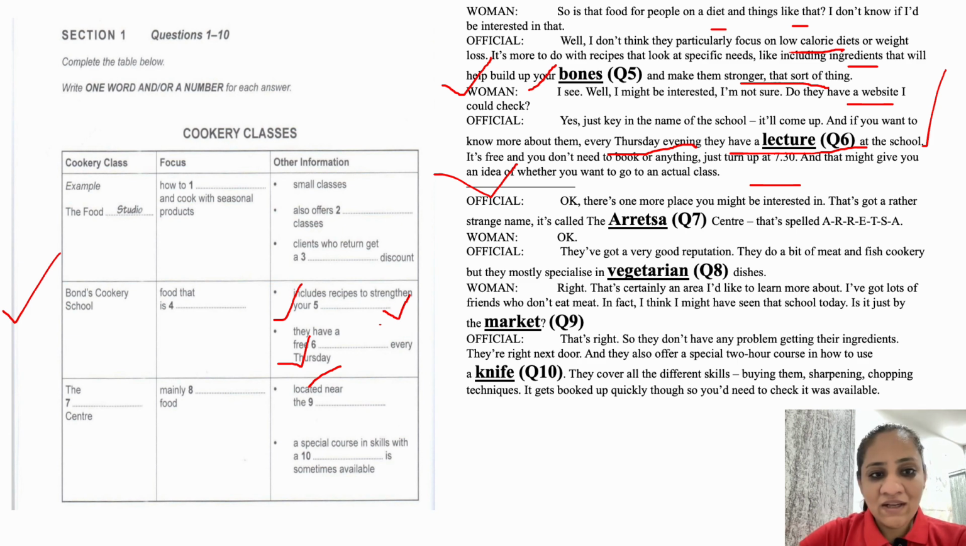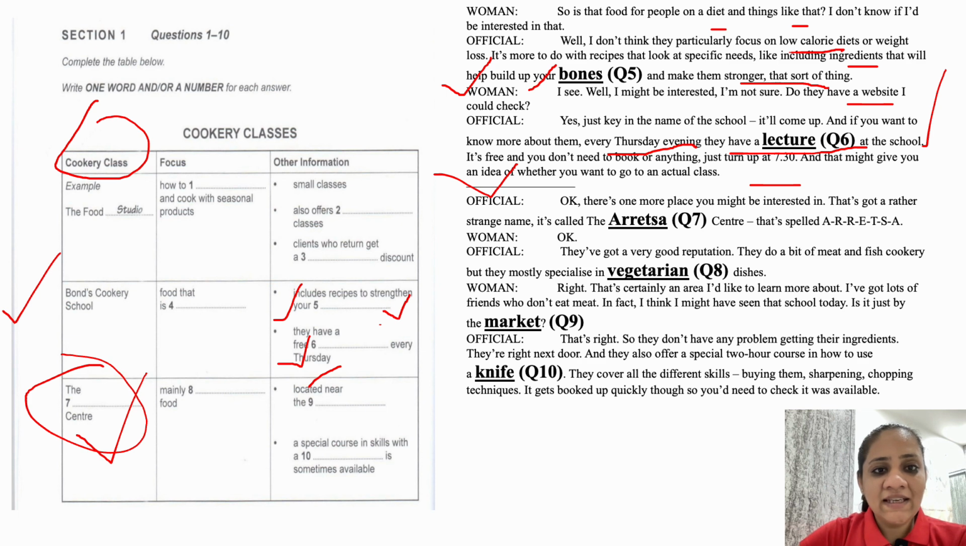So we found our two answers, fifth and sixth, with the help of Bond's Cookery School. Now the seventh is somehow challenging. After getting the lecture answer, you have to be very attentive because you have to focus on the name of the cookery class over here, which center it is.